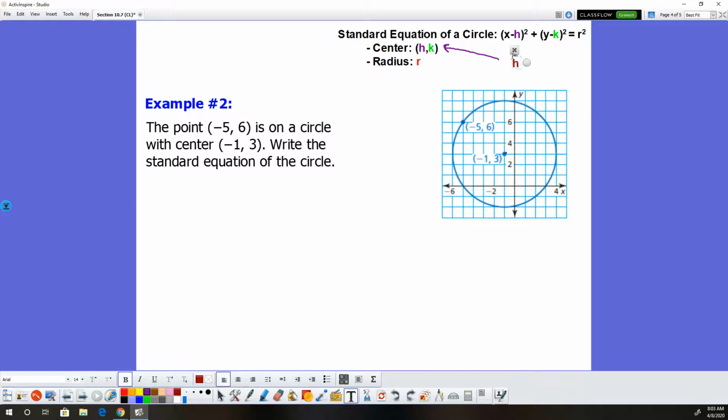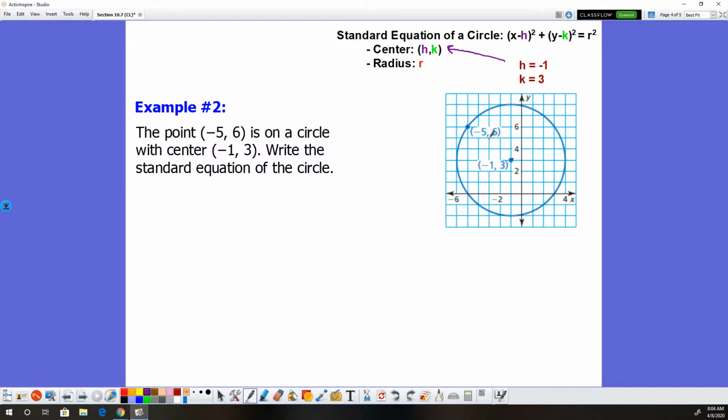So our h is -1 and our k is 3. Center is (h, k), so (-1, 3). So -1 is your h, 3 is your k. And then our radius, well, we don't know. That's what we have to find. All right, so this is on the circle.